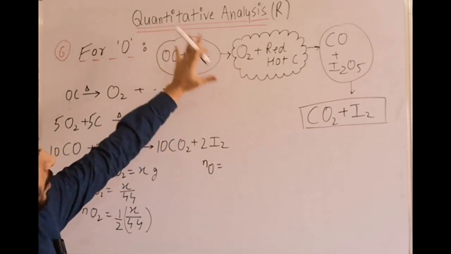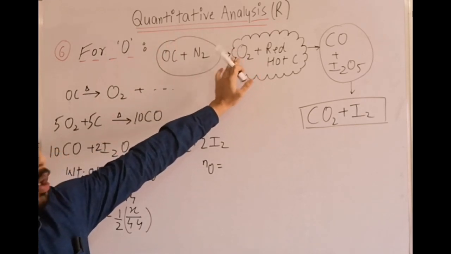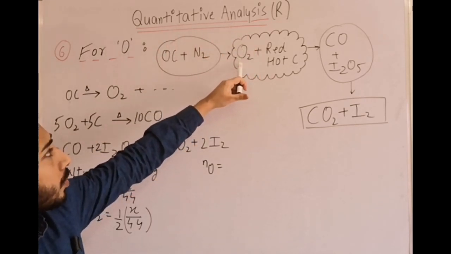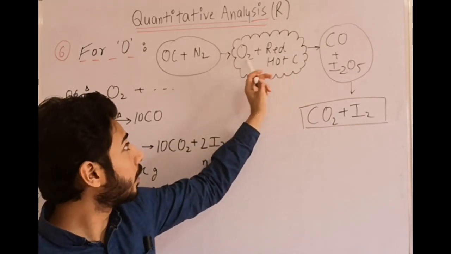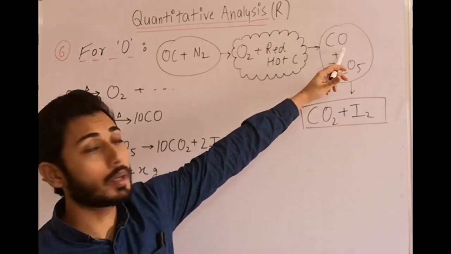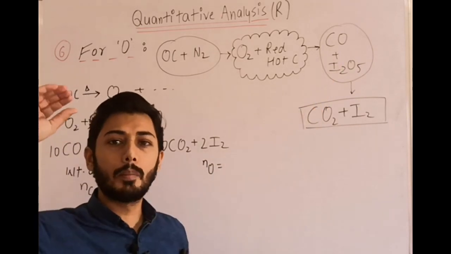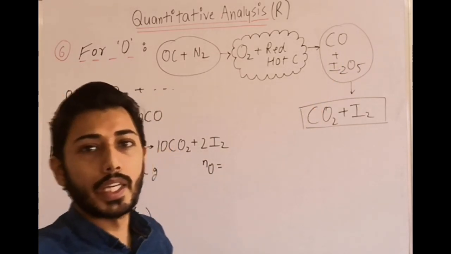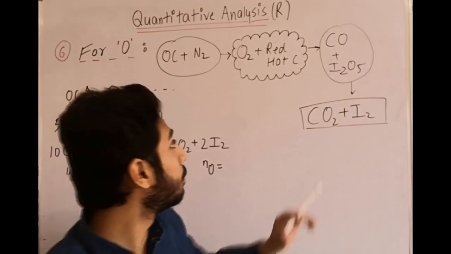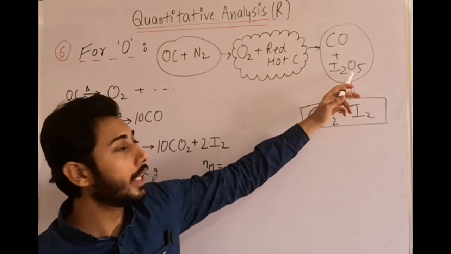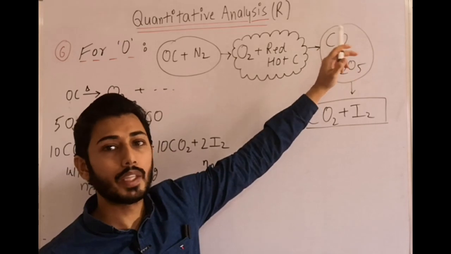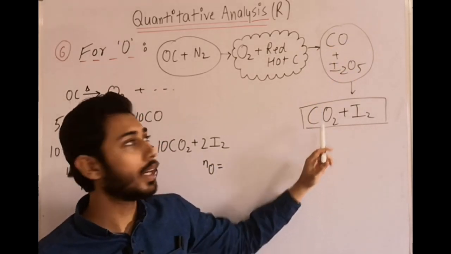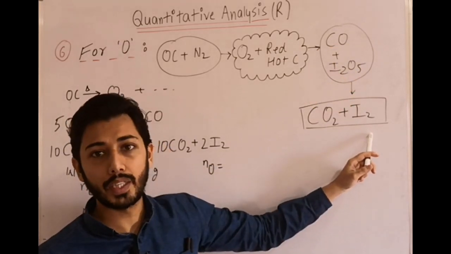This reaction gives oxygen along with some other gases. Now this oxygen is passed through red hot coke. After this it is converted to carbon monoxide. Then that complete CO, carbon monoxide, is passed through warm I2O5, and this complete CO will finally oxidize to CO2 and iodine goes to I2.